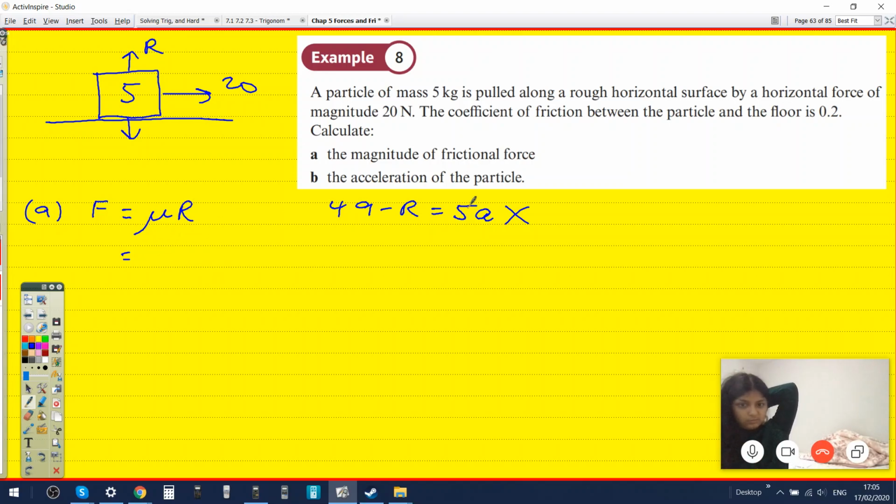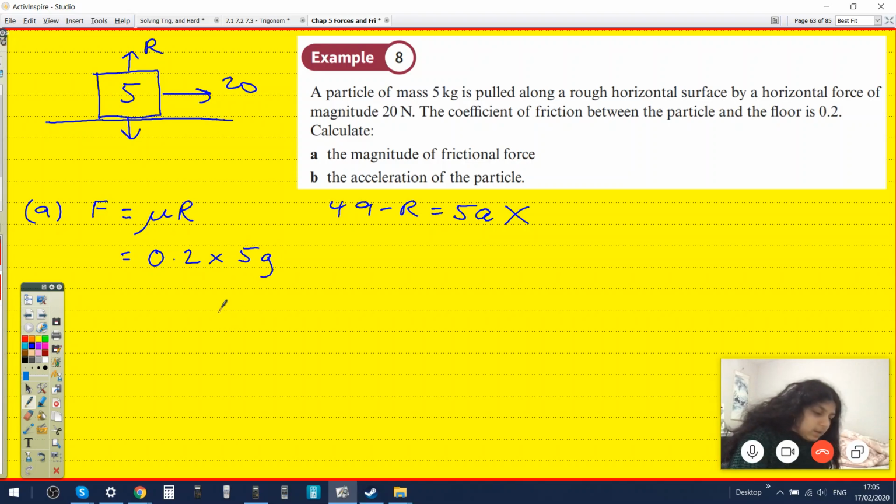Where did the 5a come from? Because you have to use sum of F equals ma, and 5 is the mass. Different direction. Oh, it's not moving, so you can use 0. Oh, okay, I confused myself. So R is equal to 49 Newtons, 5g basically. Yeah, and then F.